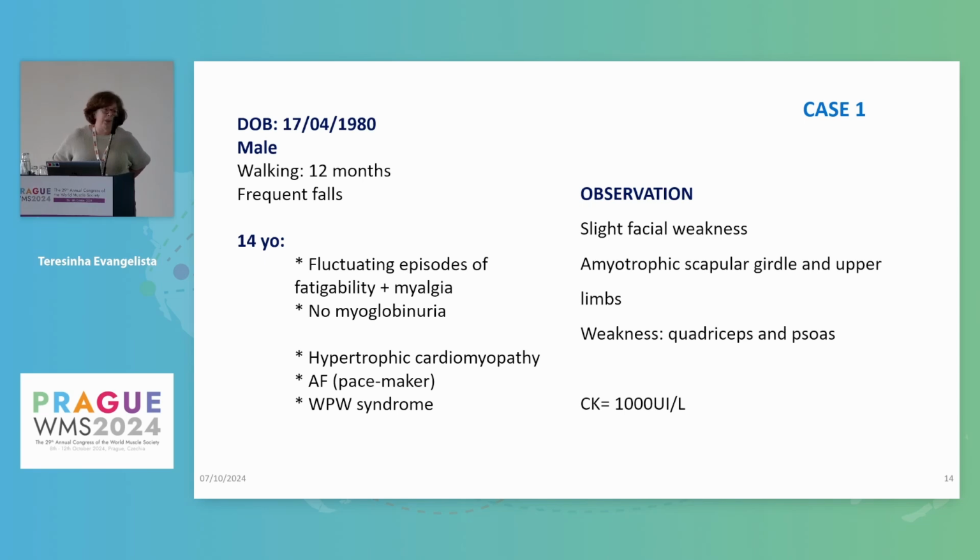He had a very high CK, and on observation he had a slight facial weakness, amyotrophy of the scapular girdle and upper limbs, and also weakness of the quadriceps and psoas.